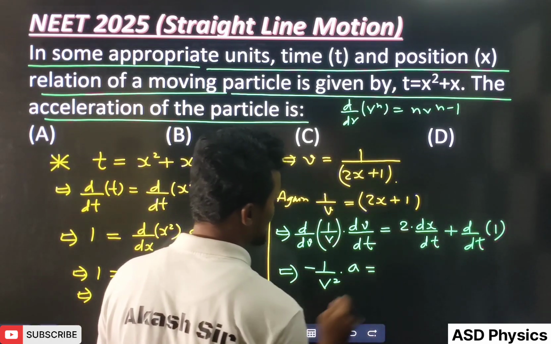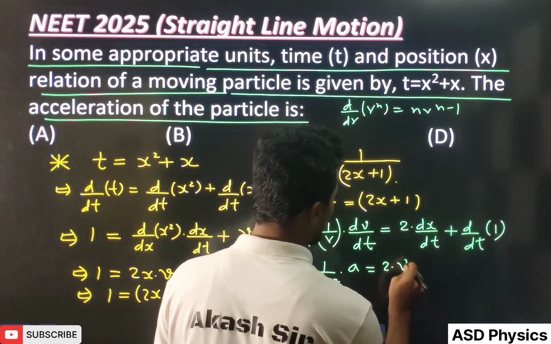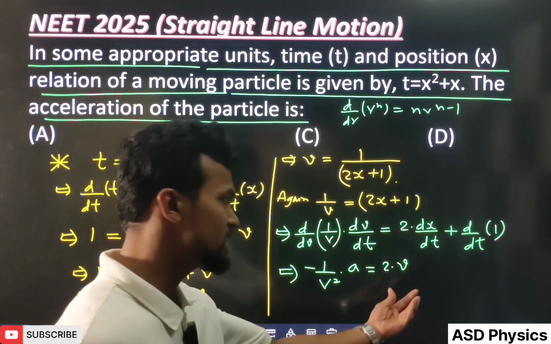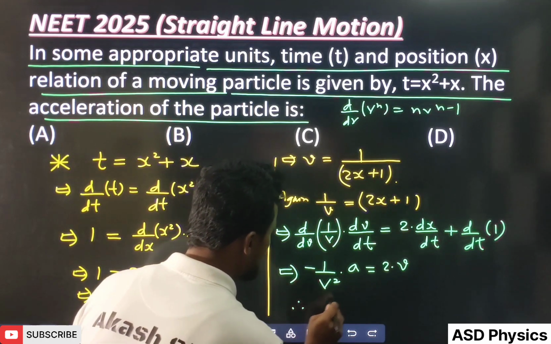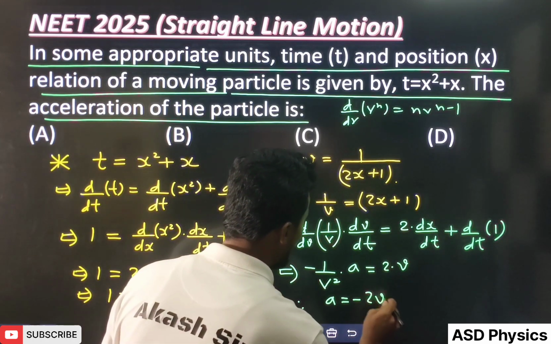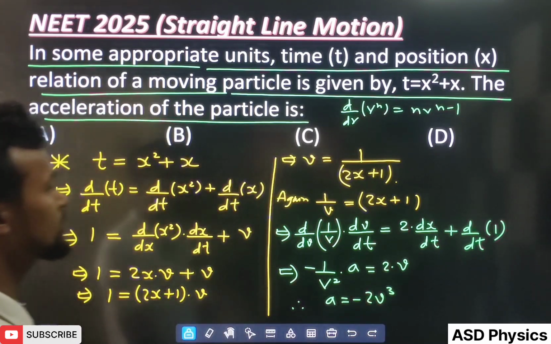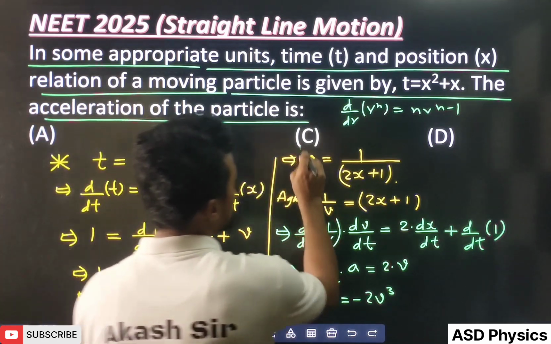dv by dt means acceleration, and here what will come? 2 into v. Is it? Because dx by dt is v, and d by dt of 1 constant is how much here? 0. So when you simplify this, the a will come here as minus 2v cube. Minus 2v cube is coming here. And what is the value of v?